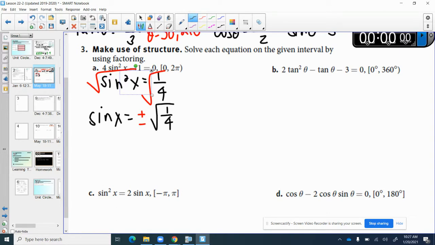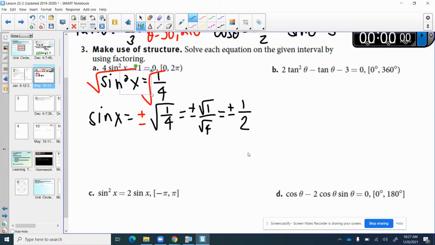Okay, we want that plus or minus. Now, a reminder, when you're looking for the square root, you can break up the fraction into their own square roots in the numerator and the denominator. And you're looking for where sine of x is either positive or negative 1/2.